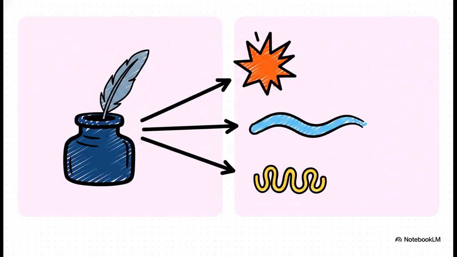Let's look at the letter combination O-U-G-H. We write bow, and it sounds like ow. We write cough, and suddenly, out of nowhere, we get an F sound. And then we have through, which gives us an oo sound. It is the exact same 4 letters, but 3 completely different phonetic outcomes.